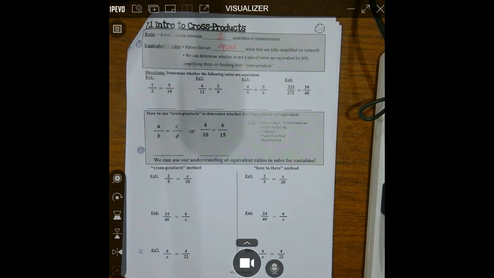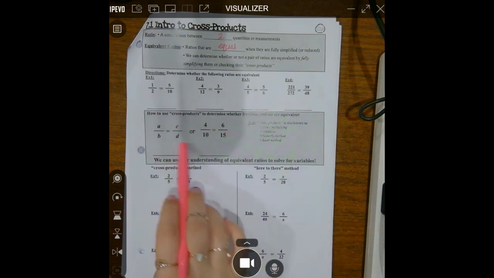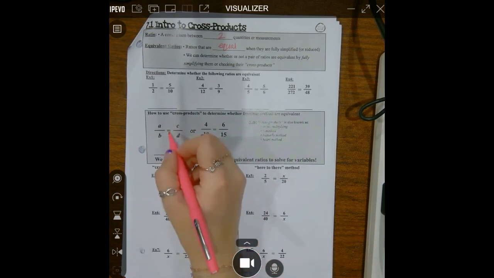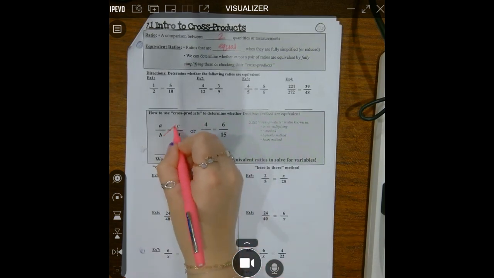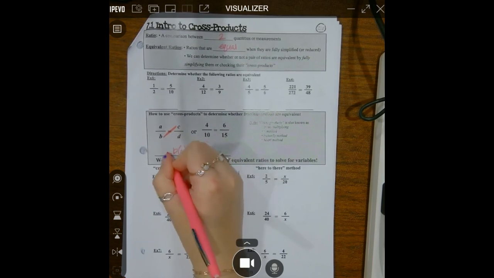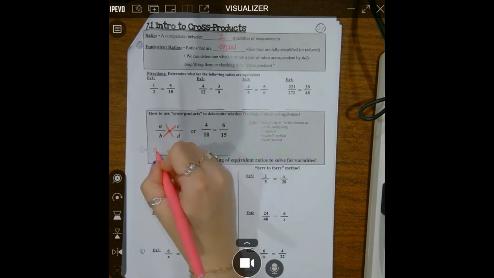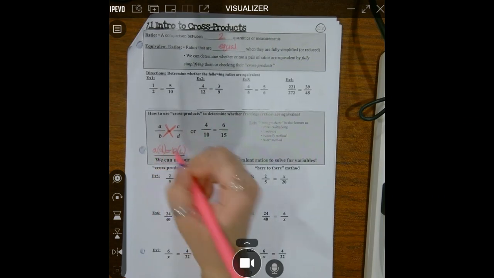And one way that we can check that, because if it's a really big number and it's a pain to reduce, is you can check their cross products. So I'm going to skip this section really fast and go down to here to show you what a cross product is. That's the numbers that are directly across from each other. So you would multiply this B times C and set that equal to these two numbers that are across from each other, the A times the D. Okay, it'll make more sense once we start doing some.